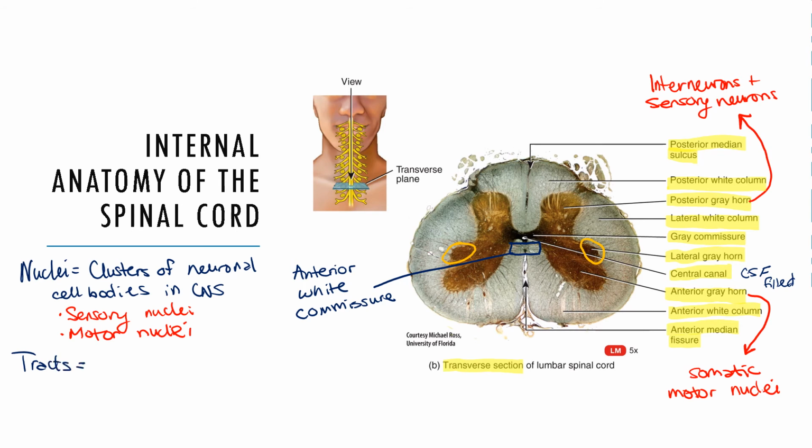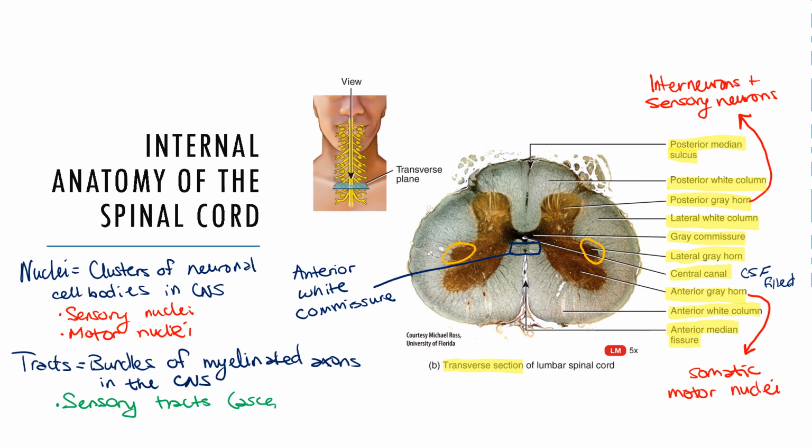So tracts are going to be those bundles of myelinated axons in the central nervous system. We have sensory tracts. These are all going to be ascending, so going up towards the brain, bringing sensory information toward the brain. And tracts that consist of axons that carry nerve impulses from the brain going down, these are called motor tracts. So these are going to be descending, bringing information from the brain down to our limbs or to our thorax, that kind of stuff. So sensory and motor tracts of the spinal cord are going to be continuous with the sensory and motor tracts in the brain.